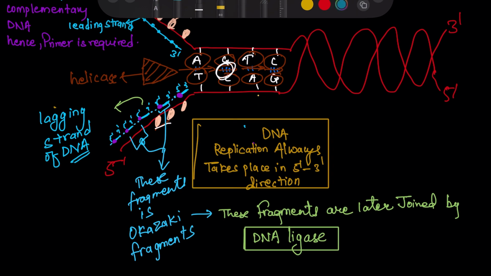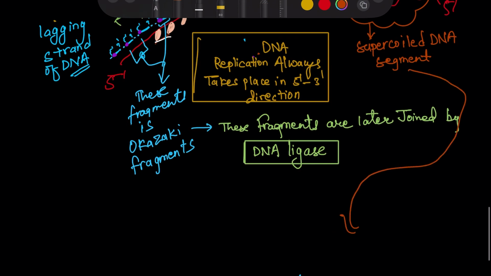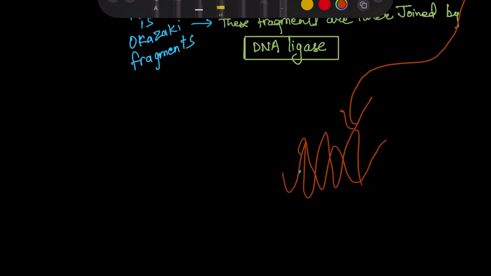Yes. Now, as I mentioned earlier, this part here is known as the supercoiled DNA segment, right? So whenever the helicase comes to this point, it will have difficulty in breaking the hydrogen bonds because of the supercoiling that is present, isn't it? So, like these are the DNA strands which are supercoiled, right?